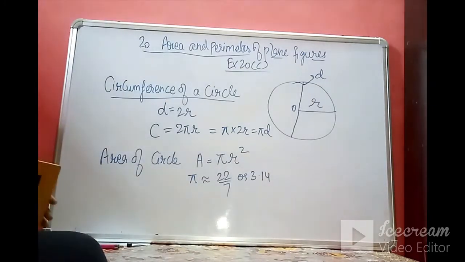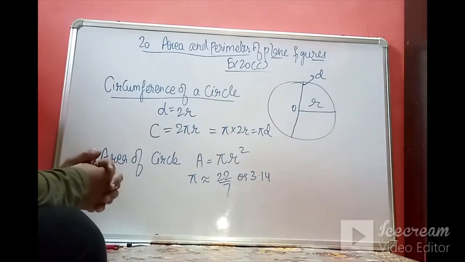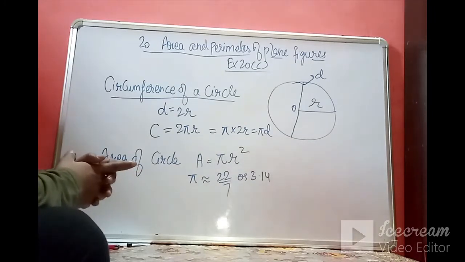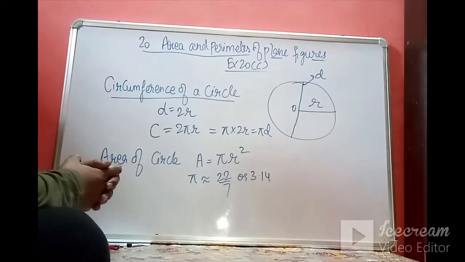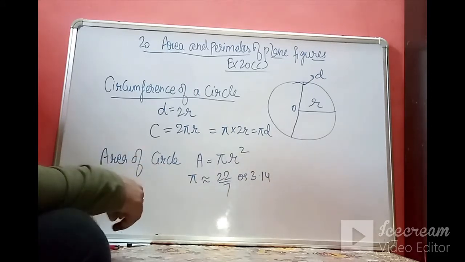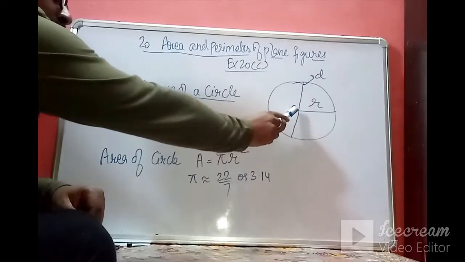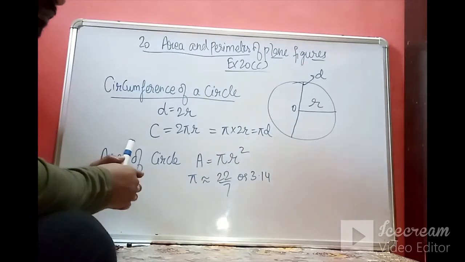So far we have discussed the area of quadrilaterals like rectangle, square, trapezium, rhombus. Now the last topic of this chapter is area and perimeter of a circle. You are already familiar with a circle. This is a circle, and in order to draw a circle, what do we need? We need the radius. Let O be the center of the circle.